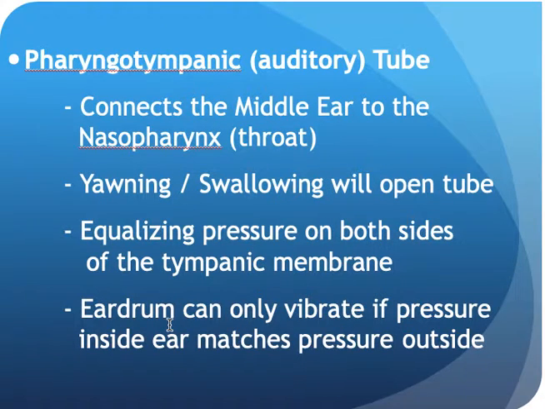the ear. You're also going to have this pharyngotympanic tube, or this auditory tube. It's going to connect the middle ear to your nasopharynx, or to your throat. And we kind of know this because we can yawn, we can swallow to open up this tube. But what it's there for is just to help you drain that middle part of your ear and make sure that the pressure on either side of that tympanic membrane is going to remain equal. And then again, an important thing to remember is that the eardrum can only vibrate if the pressure inside the ear is going to match the pressure on the outside of the ear.